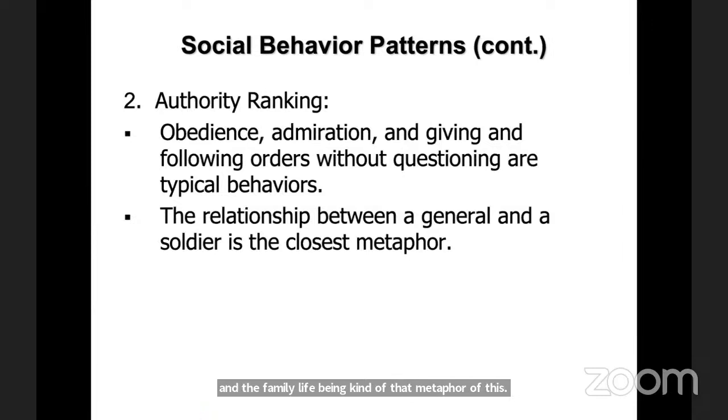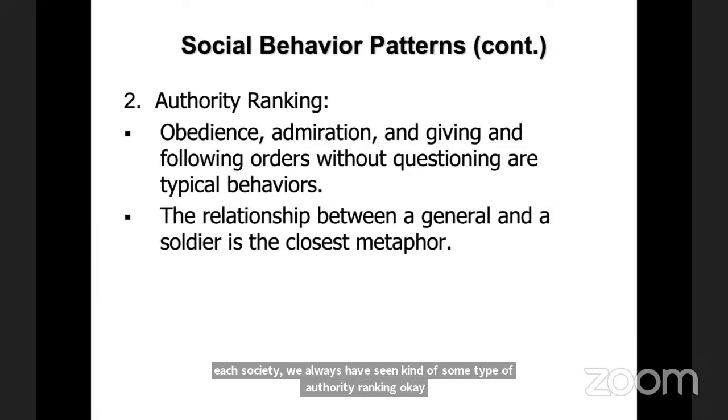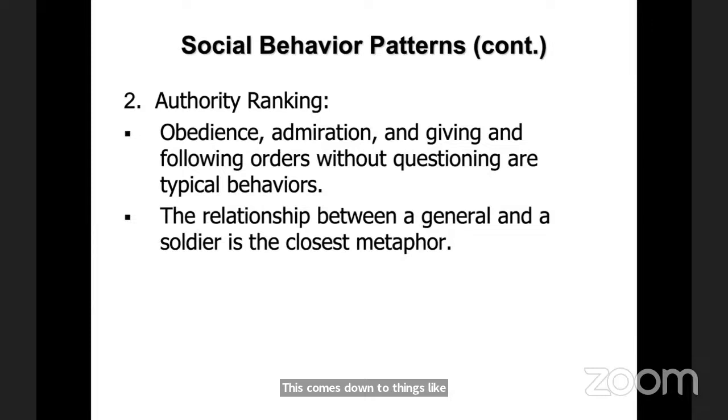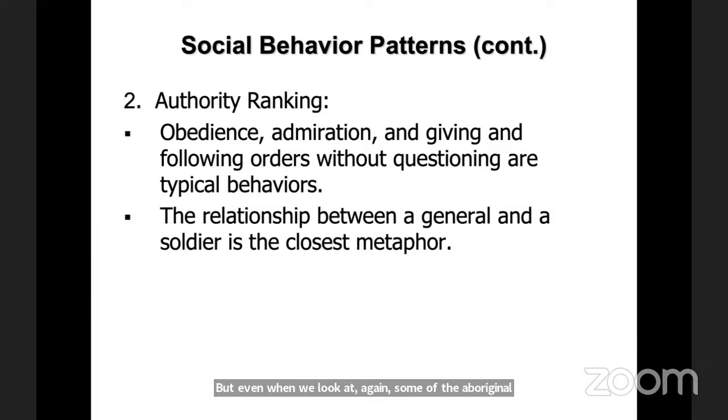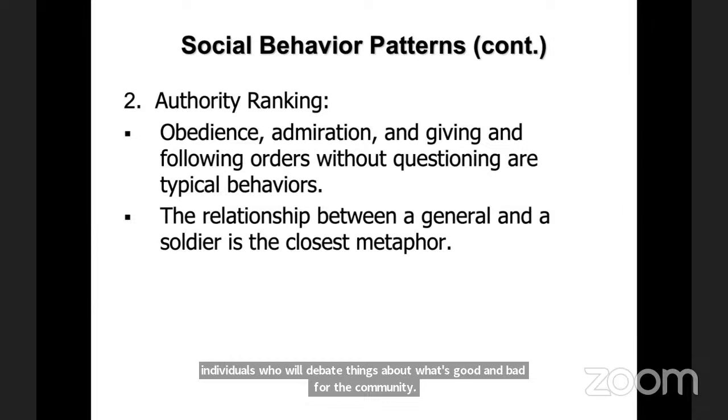Within each society, we always have seen some type of authority ranking. Okay, this comes down to things like obedience, administration, and giving and following orders without questioning as typical behaviors. Okay, so again, here in the United States, we have laws and rules about driving, education, all of these things that are then administered by a given government. Okay. But even when we look at, again, some of the Aboriginal or indigenous non-Western touched cultures, you still get the idea of a chieftain. In a lot of these cultures, there's a circle of individuals who will debate things about what's good and bad for the community. When someone acts out, they'll do the same thing. They'll meet and discuss it.